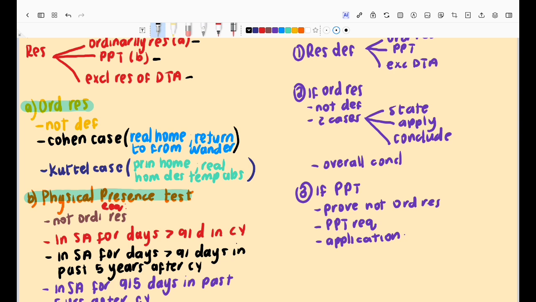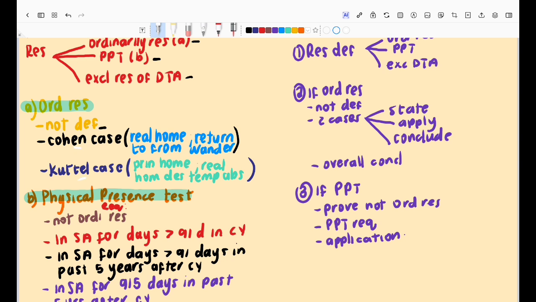right? So the first thing in exam technique that you have to write is that ordinarily resident is not defined in the Income Tax Act. That gets you a mark. And then you go on further to say, because it's not defined, we will look into case laws to understand what it means. Then there are 2 case laws that you need to state. We have the Cohen case and the Cattle case.